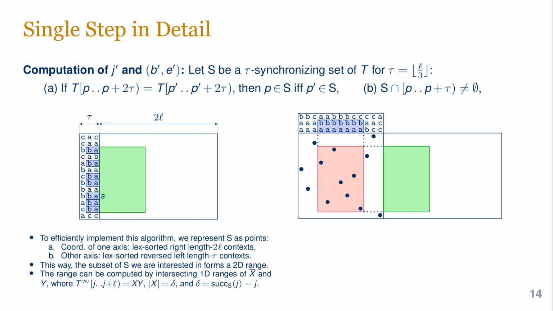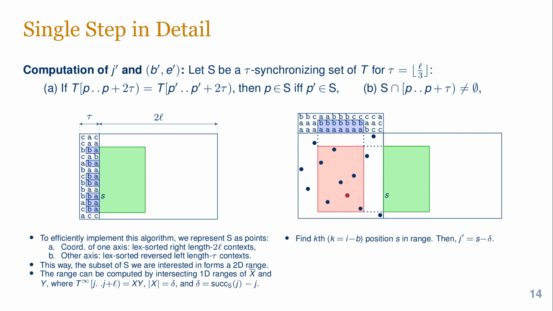Observe that delta can be computed from J by subtracting the successor of J in S from J. Thus, all the information to determine the string X and Y, and thus the 1D ranges, is computable from the witness J. As observed earlier, to now determine the witness J', it suffices to simply select the kth smallest point in the 2D range, where k is equal to I minus b.